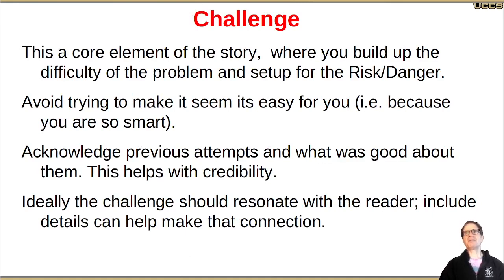And the challenge part of OSCAR, this is the core element of your story. This is where you build up the difficulty of the problem, you set up risk and danger. This is where your character really comes alive and starts doing stuff. In the setting of the scene and the problem, your character isn't driving that. The world is, the environment is. That problem exists independent of your character. But now when you get to the challenge, your character gets to start making it seem like it's difficult, what's got to be solved. The risk and danger, right? That can be for the world, that can be for your character. Either way, you want to set some of that up.